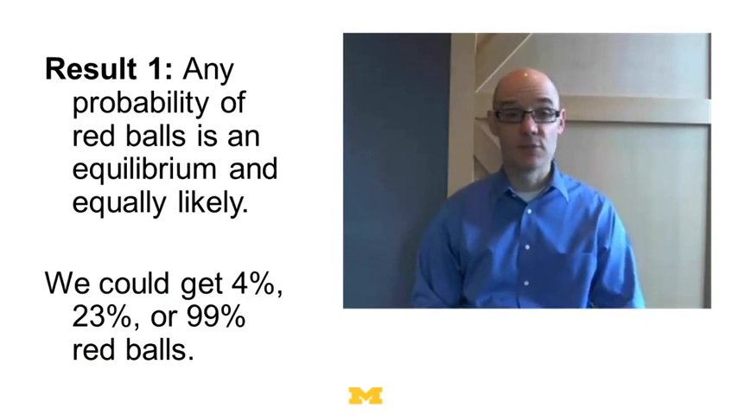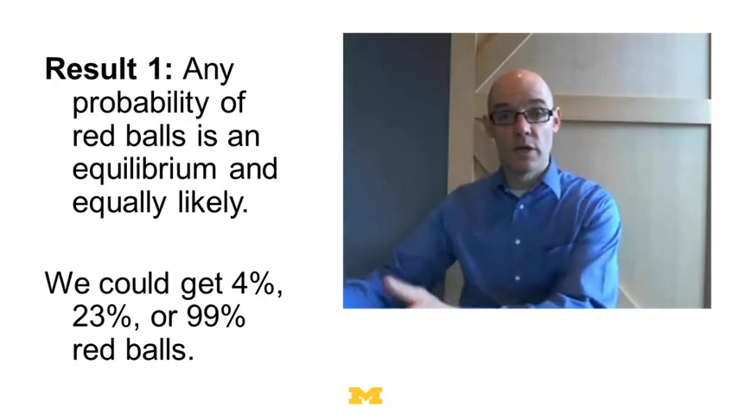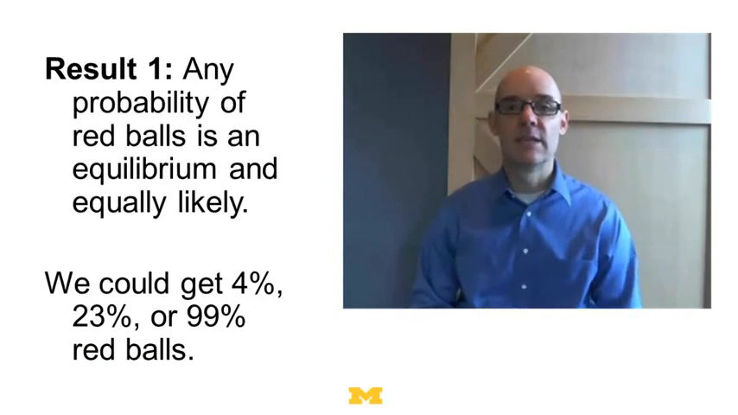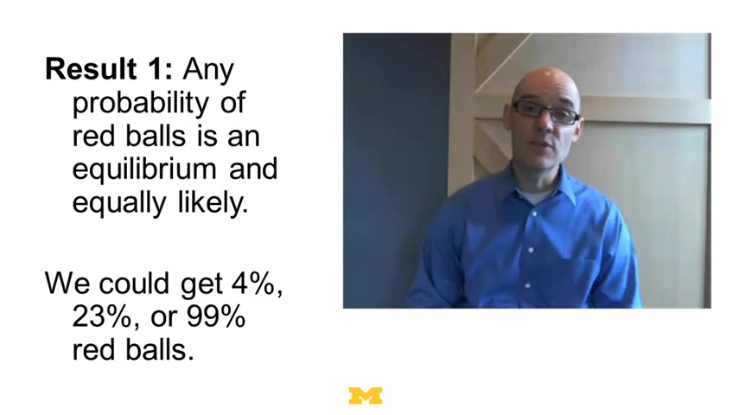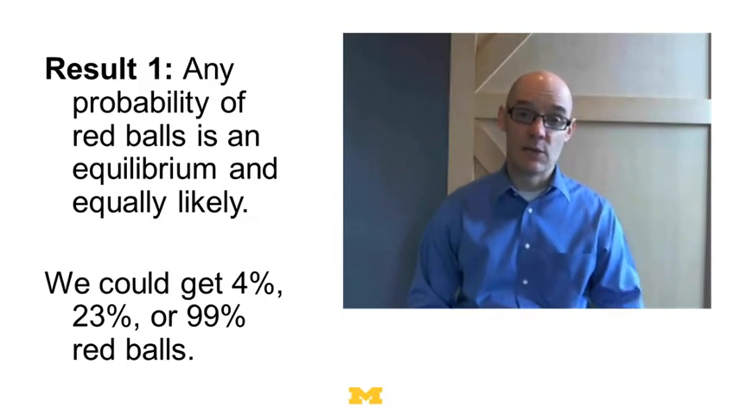So do some examples with, just with picking 3 balls from the urn or 4 balls from the urn, just 4 sequences along the path, and see if you can see why these are true. So here's the first result, and it's sort of surprising. The first result is any probability of red balls and blue balls is in equilibrium in the long run.